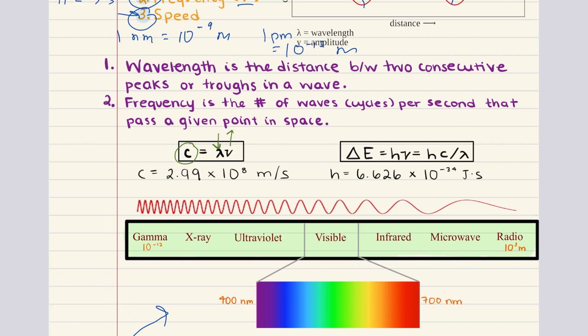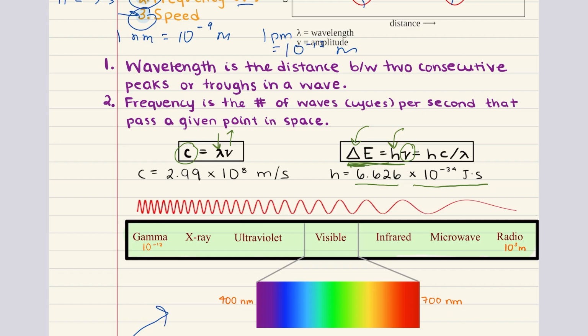Now, energy is another important property of electromagnetic waves. The energy of a photon is directly proportional to its frequency, and it can be calculated using this equation. This equation says that the energy is equal to Planck's constant. Planck's constant is equal to 6.626 times 10 to the negative 34 joules times second. And that Planck's constant is multiplied by frequency.